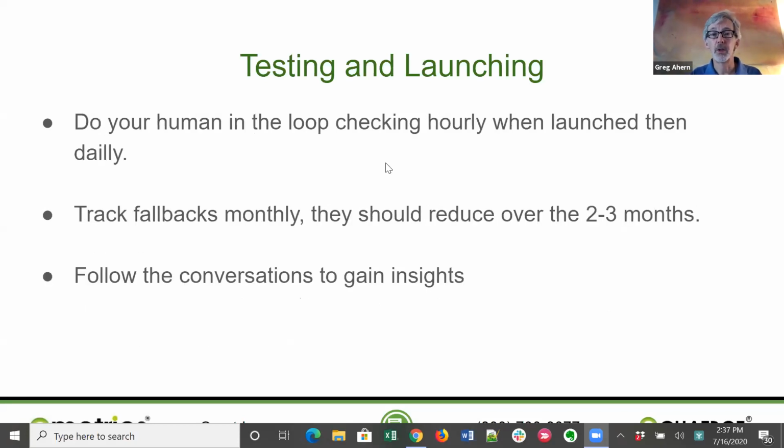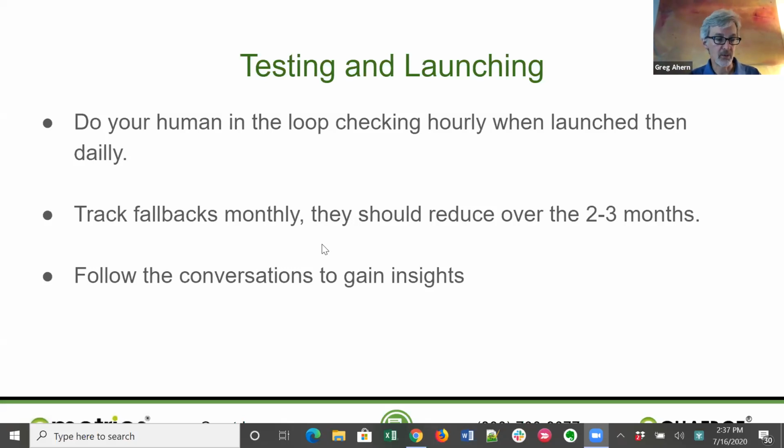Do your human in the loop checking, as I was saying earlier in the beginning, every hour, and after that, daily. Track your fallbacks monthly, and you'll see the number of fallbacks you have will drop over the next 2 or 3 months. Usually it takes a month before it really starts getting more efficient, and then 2 or 3 months after that, you really start seeing an improvement. And when you start adding new things or trends start happening, you'll see those pop up in the bot, and you'll have to answer them or find out, oh, we need to do a solution for this.